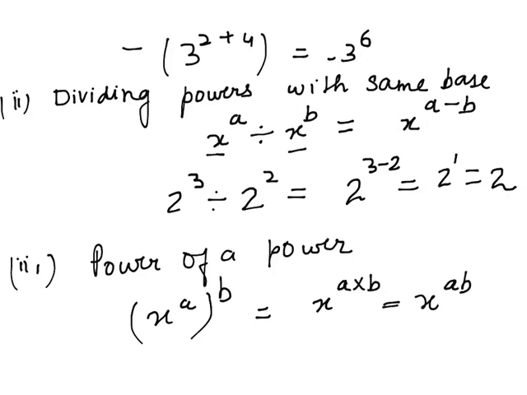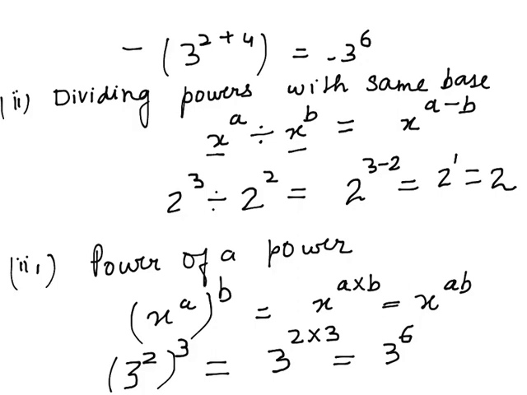In that case, if we have an example like 3 raised to the power 2 and raised to the power 3, the powers will get multiplied. So we will multiply 2 times 3, which will be 6. So we will get 3 raised to the power 2 times 3. It will give us 3 raised to the power 6.